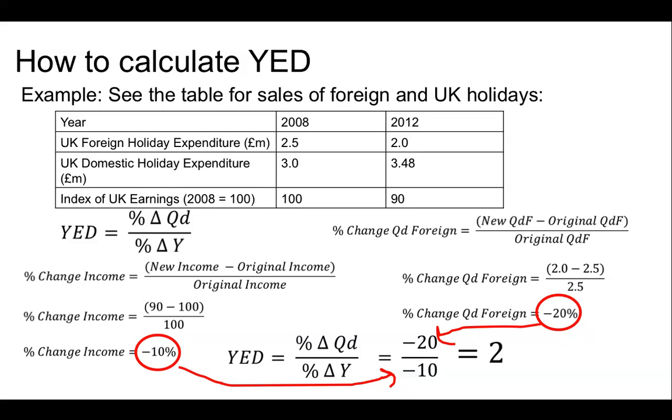And using our number line analysis, we should be able to tell that this is a luxury good, it's a normal good, and an income elastic good. Any one of those things is appropriate to describe the income elasticity of that good. And as practice, I would suggest that you try calculating the income elasticity of demand for UK domestic holidays as well.